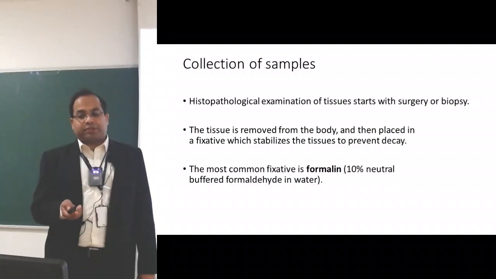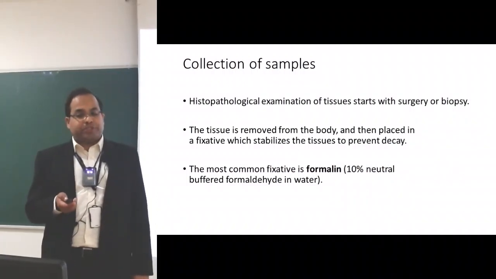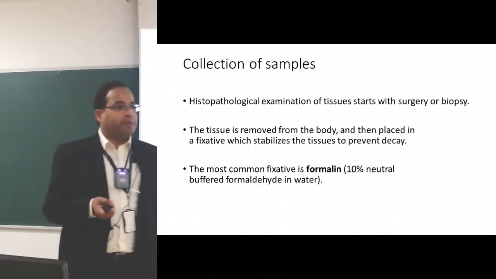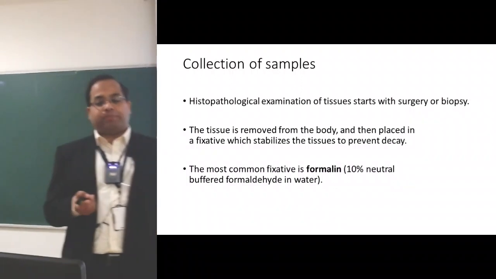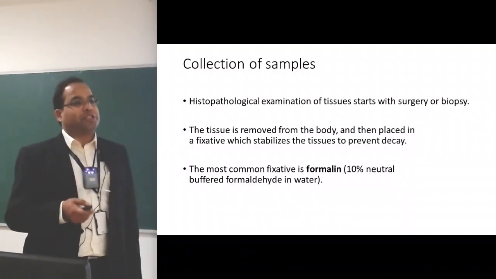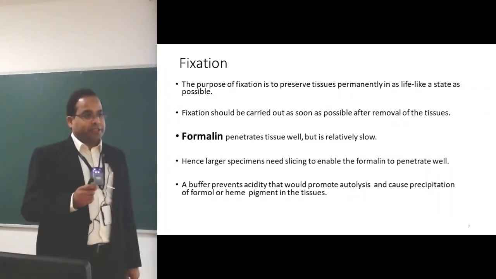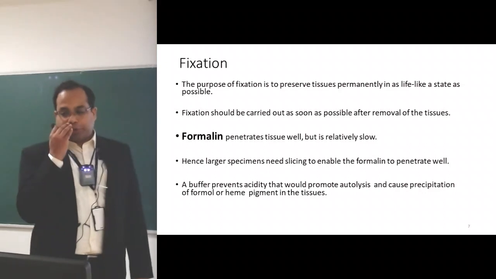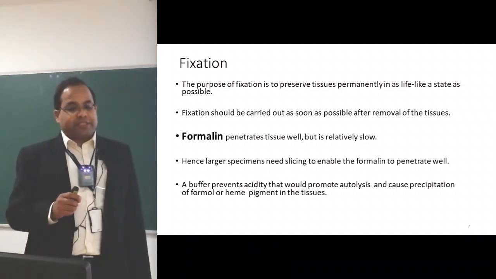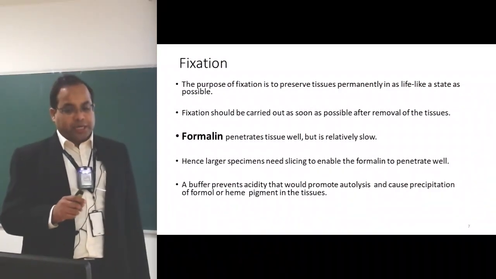Collection of samples. Histopathological examination of a tissue starts with surgery or biopsy. The tissue is removed from the body and then placed in a fixative, which is normally formalin, which is a 10% neutral buffered formaldehyde in water, and this stabilizes the tissue to prevent decay. The purpose of fixation is to fix the tissues in as lifelike a state as possible. Fixation should be carried out as soon as possible after the removal of the tissues.